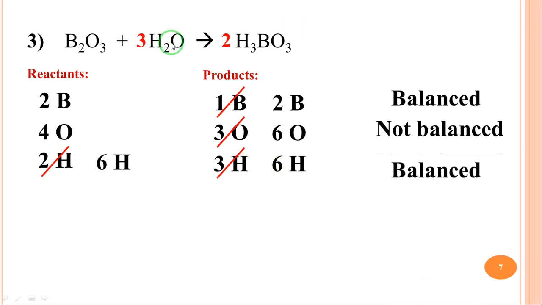Now for the number of oxygen atoms, now we have 3 times 1, we have 3 here coming from H2O, 3 plus 3, we have now 6 oxygen atoms in the reactant side and also in the product side, so we can say that with respect to the oxygen atoms, they are balanced now.